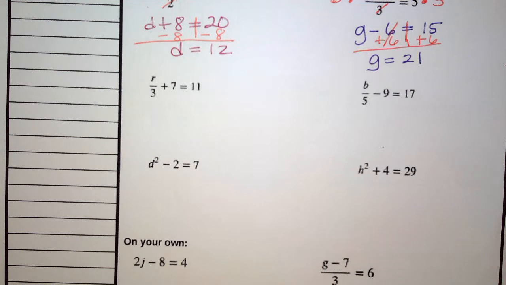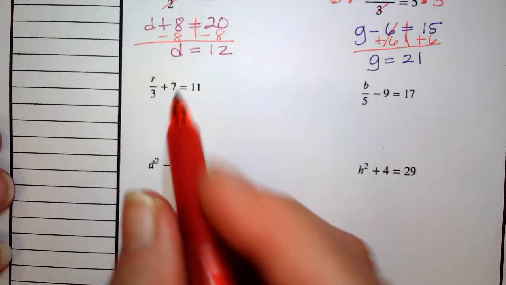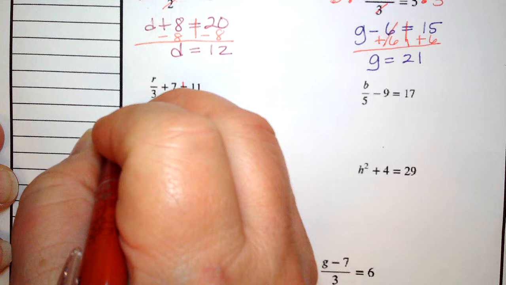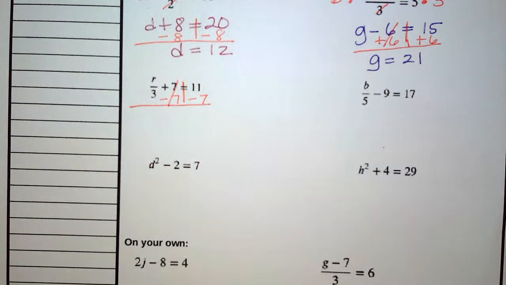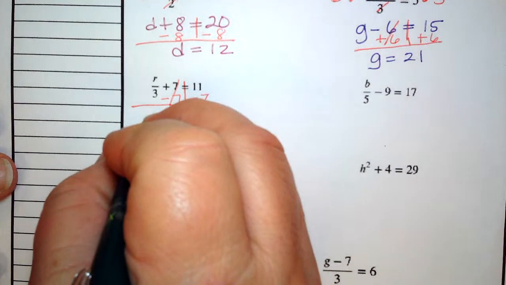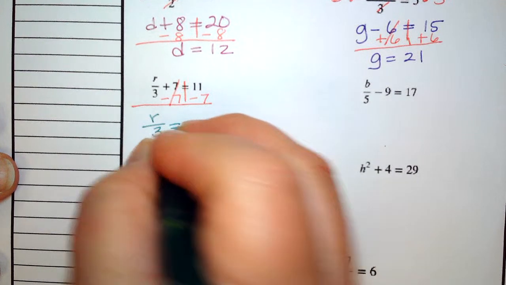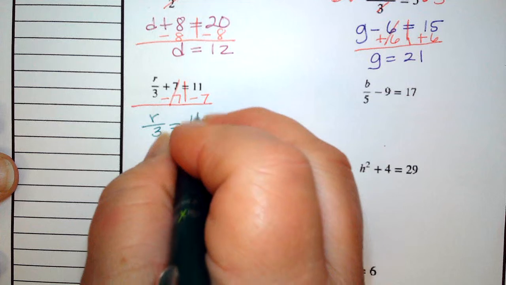Okay, for the next one, let's read it out loud. I've taken some number, I've divided it by 3, and then I added 7. And I end up with 11. What do I do first? What was done last? Adding 7. What's the opposite? Subtract 7 from both sides. R divided by 3 is equal to 11 minus 7 is 4.